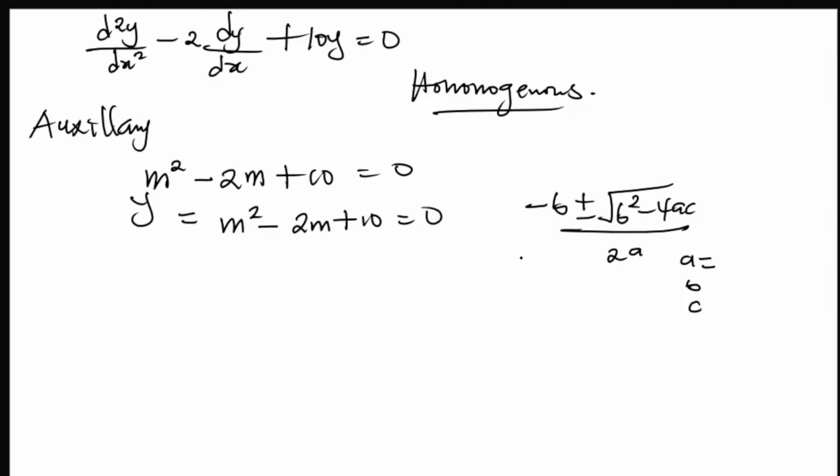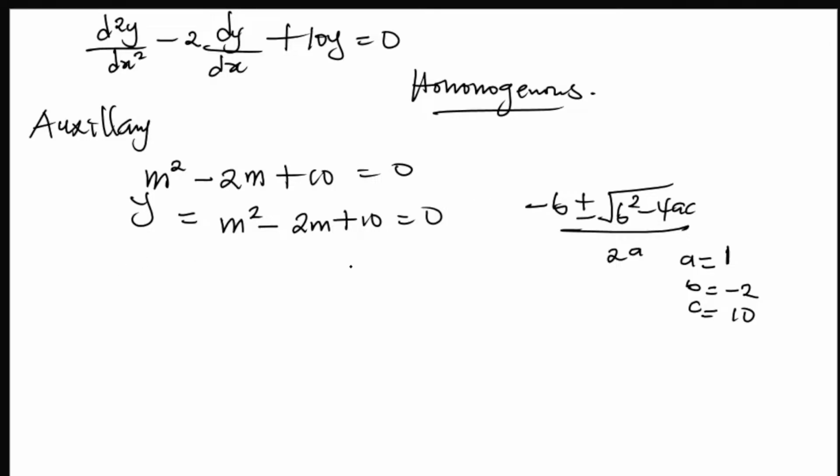Now what's your a here? From your equation, your a has a coefficient of 1. So you have 1 here. What's your b? Your b is actually minus 2, while your c is 10. Are we together? So if you input those values into our given formula, we'll simply have that minus b, right?